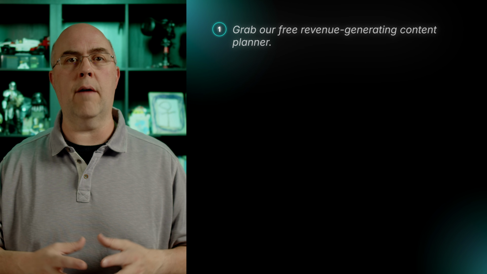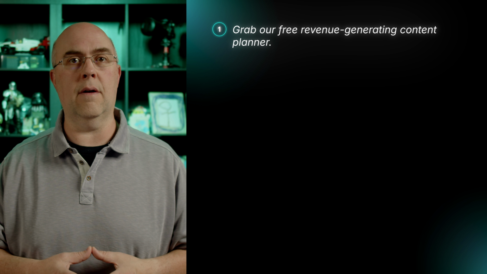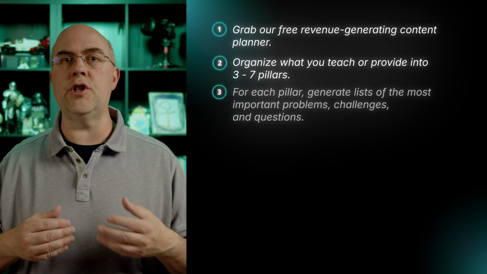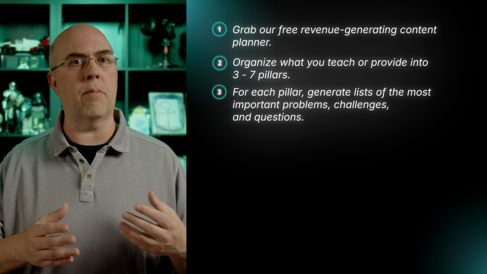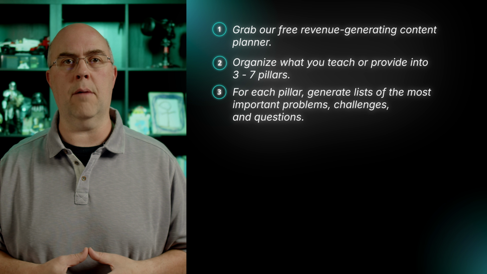So here's how to take action. If you haven't already, grab our free revenue generating content planner and use it to define your pillars and content ideas. Organize what you teach or provide into 3 to 7 pillars. For each pillar, generate lists of the most important problems, challenges, and questions your ideal customers have. In the planner, we have all the AI prompts for that.